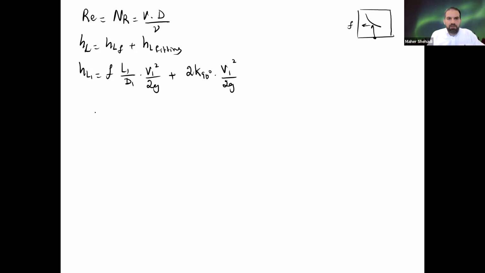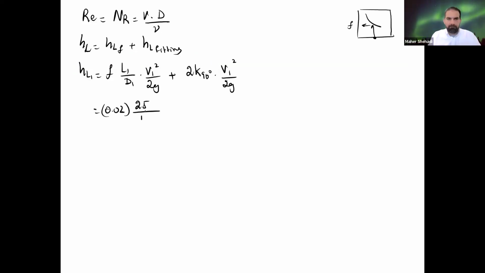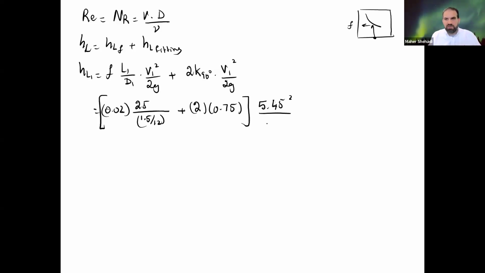Okay, so this is 0.02, the length 10 plus 5 plus 10, 25, divided by D1, 1.5 over 12, so they're both in feet, plus 2, what was K, 0.75, and then both are multiplied by V squared divided by 2g. We're doing English units.